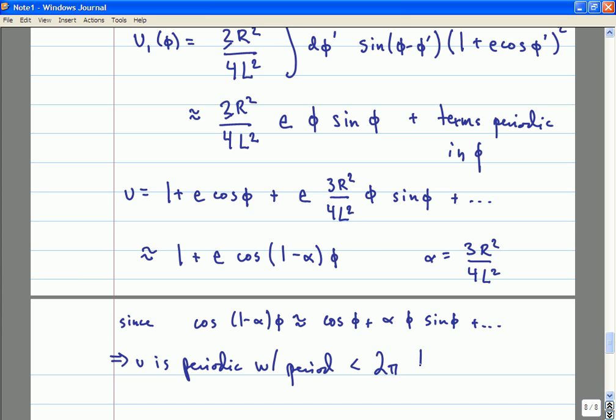Remember, phi is the angular coordinate. When phi goes to phi plus 2 pi, we come back to the same place we started from. And initially, u was 1 plus e cosine phi, and cosine phi is periodic with period 2 pi, so that meant that the orbit was closed. Now, u is approximately given by something which is periodic, but periodic not with angle 2 pi, but with angle 2 pi over 1 minus alpha. So the orbit is not closed.